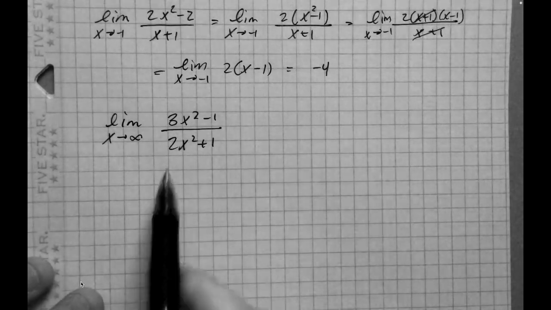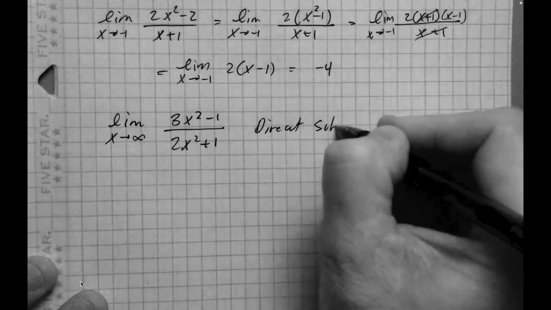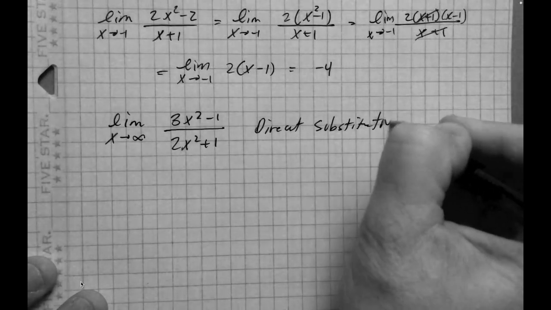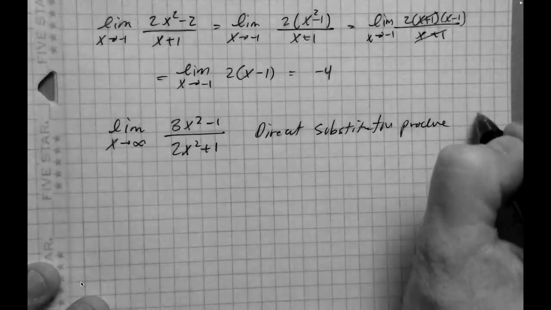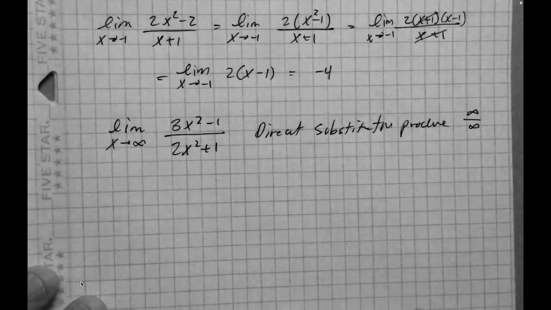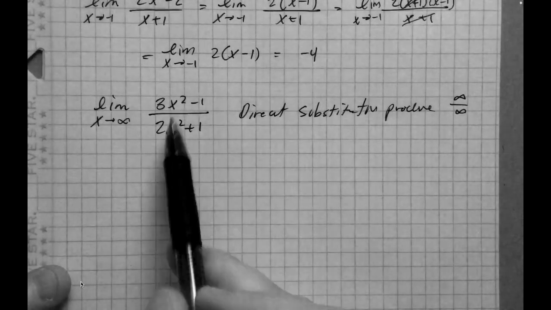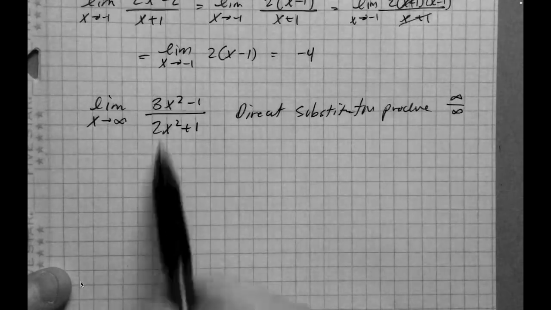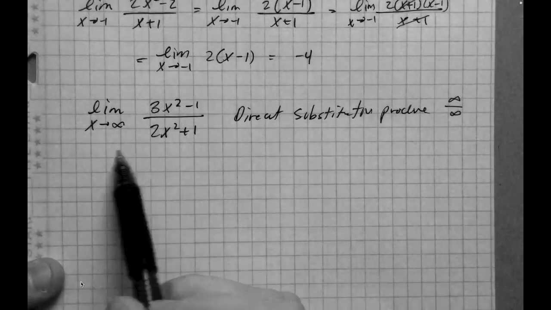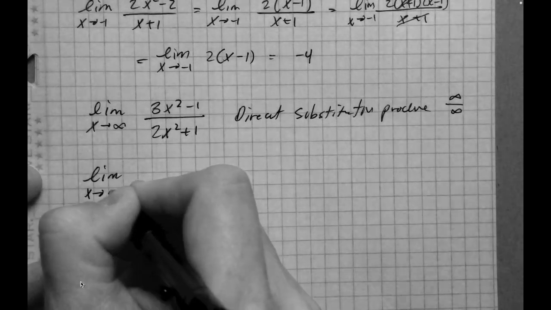Right? So in this case, direct substitution would produce the indeterminate form of infinity over infinity, right? And so that being the case, we know that in fact the limit here is 3 over 2, 3 halves. And we would have employed the following technique to evaluate those.